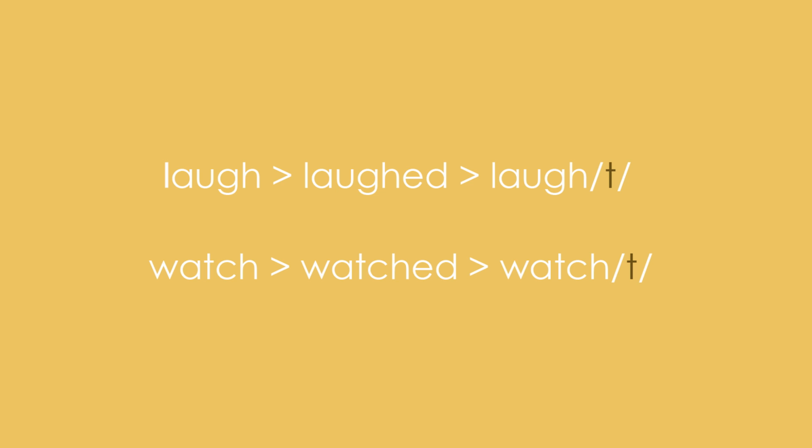We have the word laugh. How would you say that in the simple past? You say laughed. Laughed. Okay, the next one is watch. And the pronunciation of that is watched. Okay, just another T at the end, watched. Very good. Now, we're gonna look at the 3rd sound.